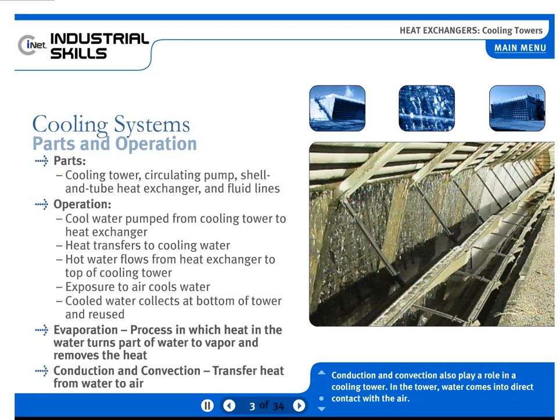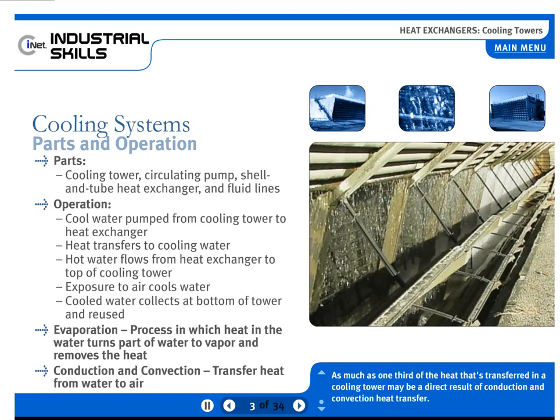Conduction and convection also play a role in a cooling tower. In the tower, water comes into direct contact with the air. When this occurs, some of the heat in the water is transferred to the air by conduction and convection. As much as 1/3 of the heat that's transferred in a cooling tower may be a direct result of conduction and convection heat transfer.